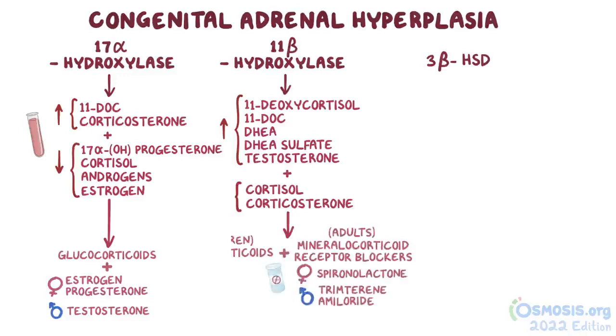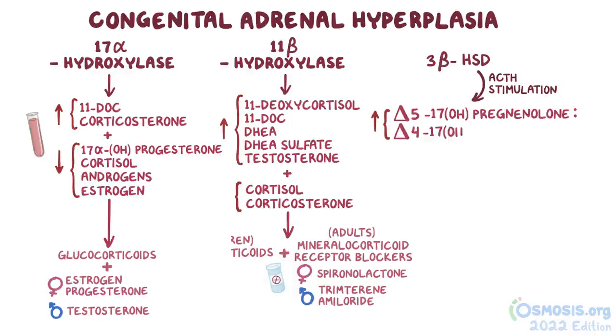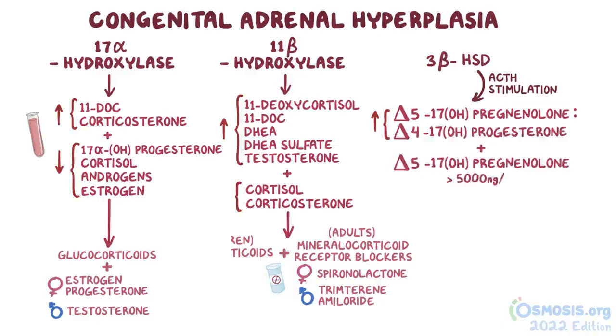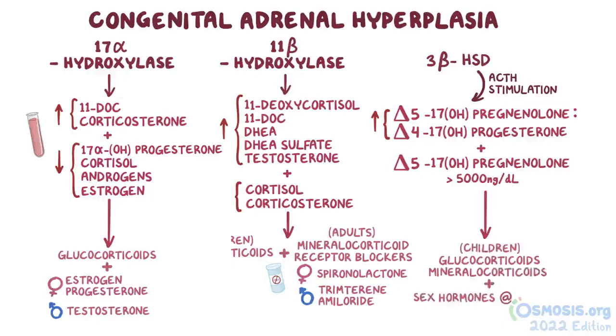amiloride in males. With 3-beta-hydroxysteroid dehydrogenase deficiency, after an ACTH stimulation test, there will be a high ratio of delta-5 17-hydroxypregnenolone to delta-4 17-hydroxyprogesterone in the serum, and delta-5 17-hydroxypregnenolone above 5,000 nanograms per deciliter. Treatment is glucocorticoid and mineralocorticoid hormone replacement in children and sex hormone replacement at the expected time of puberty.